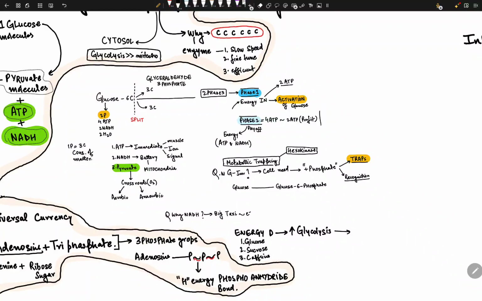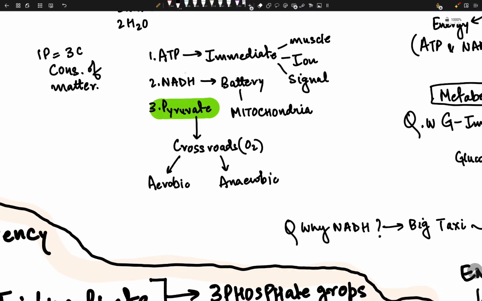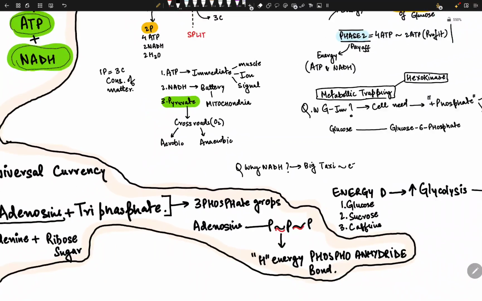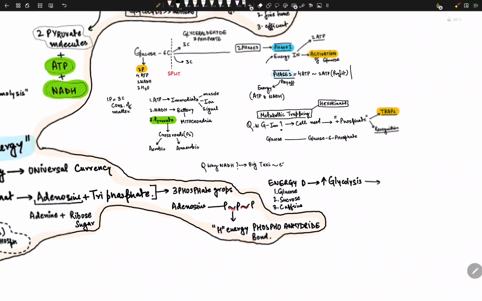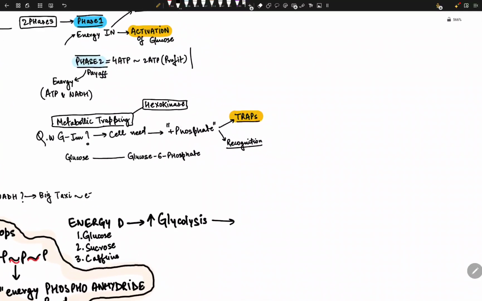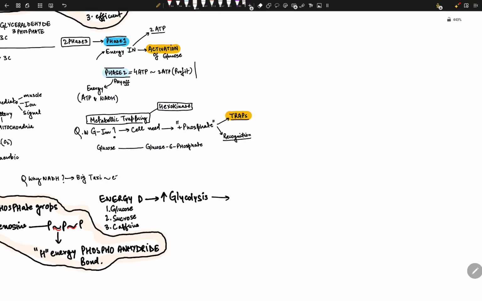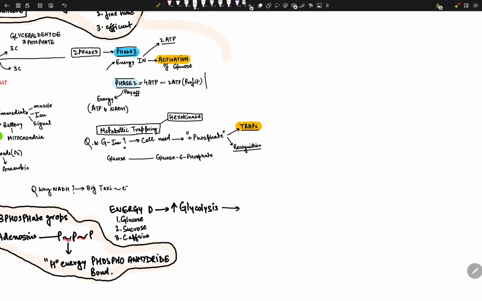The concepts to understand and remember here are that we understood investment, we understood the split, and we understood energy extraction into ATP and NADH. We understand what is going to happen with pyruvate, NADH and ATP, and we understood that glycolysis produces pyruvate. Now, this was your part 2 of the video.